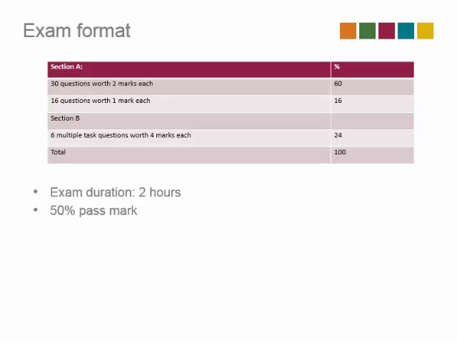In section A then, you've got 30 questions which are worth 2 marks each and 16 questions which are worth 1 mark, taking up to a total of 76 marks in section A. This is followed by section B, where there are 6 questions worth 4 marks each, so 6 multiple task questions worth 4 marks each, and there'll be varying requirements within those questions. And in order to be successful in your F1 exam, you're going to need to score 50%.